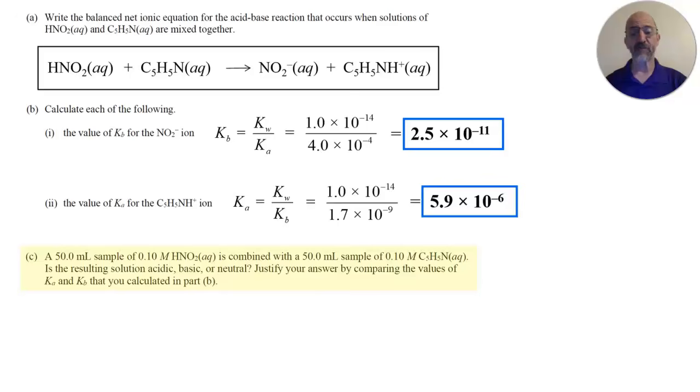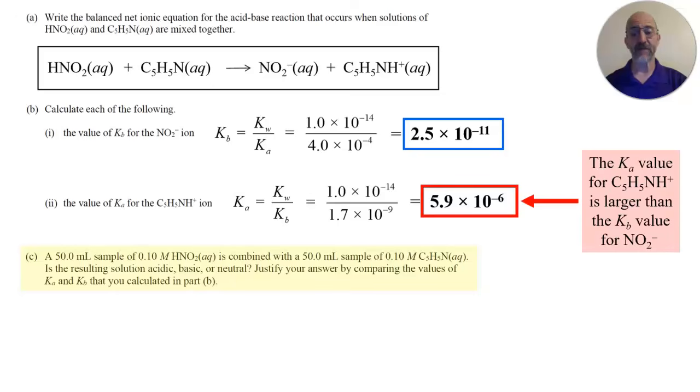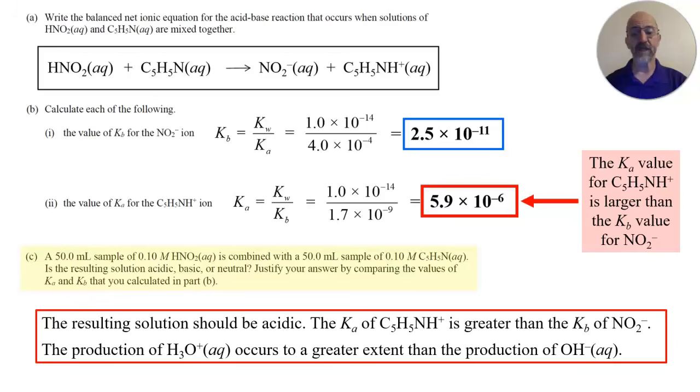Hopefully you can see that 5.9 times 10 to the negative 6 is larger than 2.5 times 10 to the negative 11. So because the Ka value for the pyridinium ion is larger than the Kb value for the NO2 minus ion, then that's what dominates the pH. It is more likely that this solution will be acidic because the Ka value for the pyridinium ion is greater than the Kb value for the NO2 minus ion. So the resulting solution should be acidic.